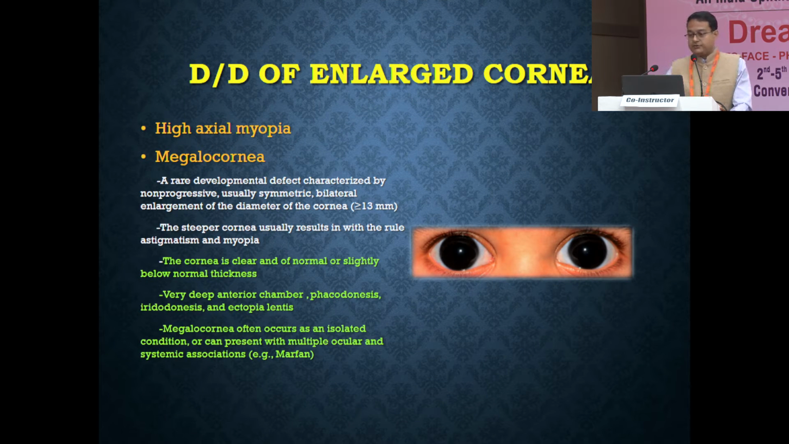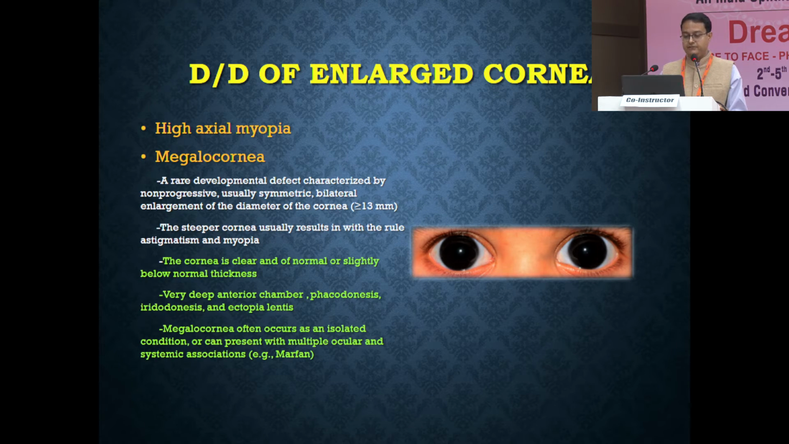And then coming to the differential diagnosis of the enlarged cornea. So the enlarged cornea can be, apart from the primary congenital glaucoma, because of high axial myopia or because of megalocornea. So megalocornea is a rare developmental defect which is characterized by non-progressive, usually symmetric bilateral enlargement of the corneal diameter greater than about 13 millimeter. And the steeper cornea usually results in with-the-rule astigmatism and myopia. But here the cornea is clear and of normal or slightly below normal thickness.